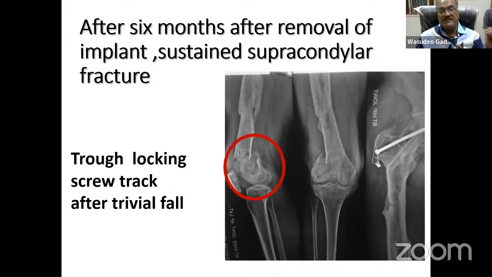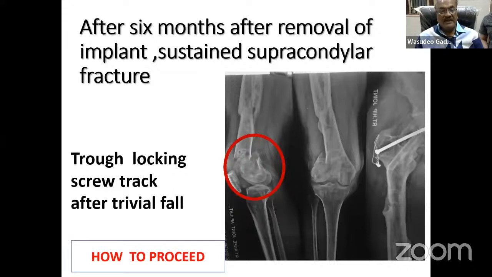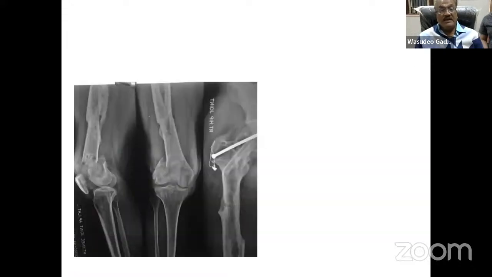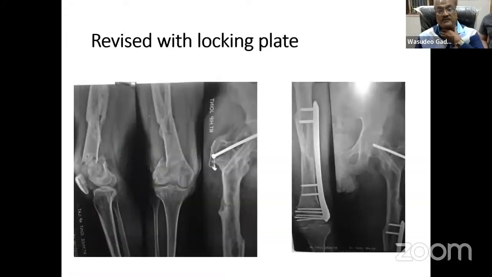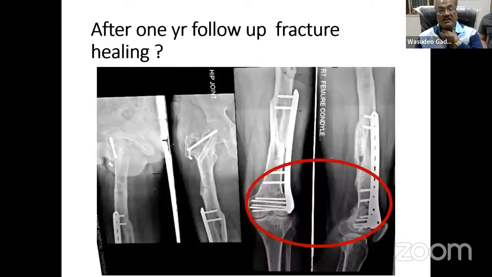You can see that 6 months after removal of the implant, he sustained a supracondylar fracture through the screw holes of the supracondylar nail, through the locking screw track, after a trivial trauma. And how to proceed then? This was a very difficult revision with a locking plate. And even after this locking plate, though it was looking very good, after 1 year follow-up the fracture failed to unite.